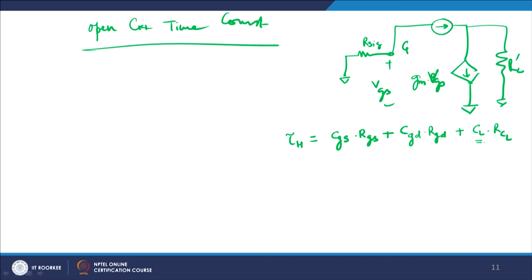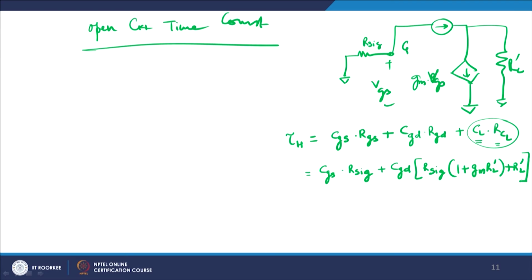So, CL is the load capacitance multiplied by the resistance offered by the load capacitance in terms of loading. If I do a small rejig, I get CGS multiplied by RSIG, assuming that RGS is approximately equal to RSIG. And if I take CGD common here, I get RSIG into 1 plus gm times RL prime, plus RL prime, because this RL prime is coming here, plus CL times RL prime.